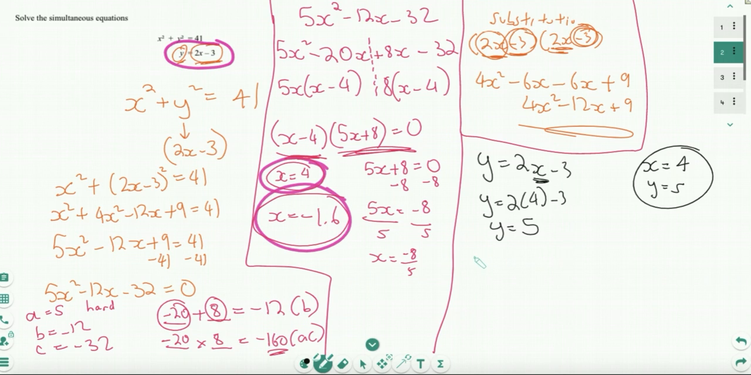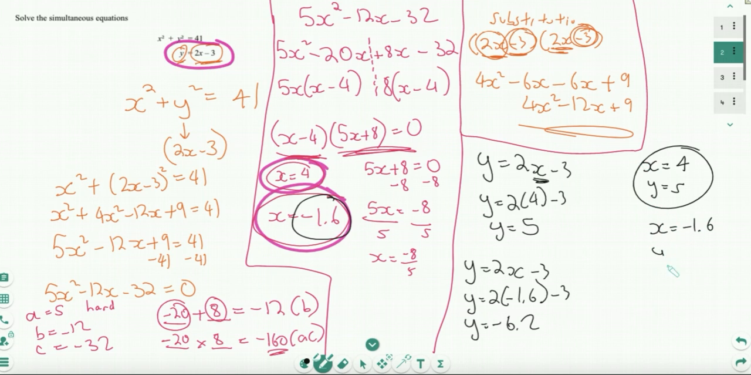And for our second answer, y equals 2x minus 3. We'll replace x with negative 1.6. So y is equal to 2 times negative 1.6 minus 3. 2 times negative 1.6 is negative 3.2, minus 3 is negative 6.2. So when x is negative 1.6, y is negative 6.2. And those are your two answers.